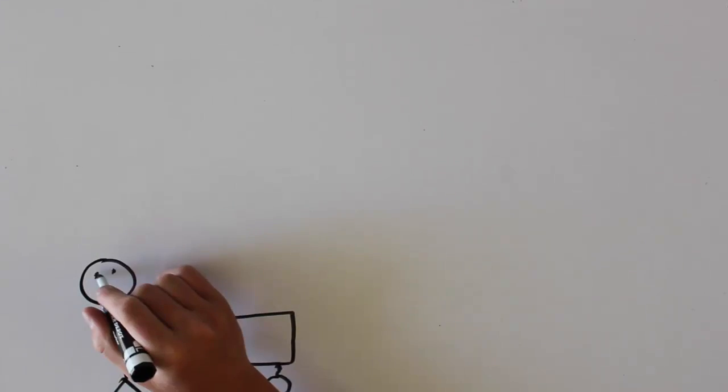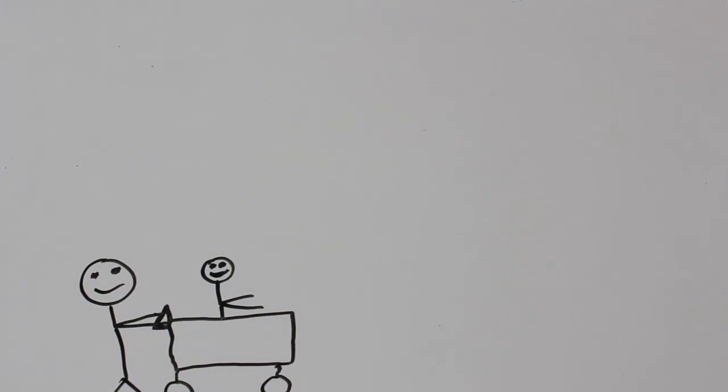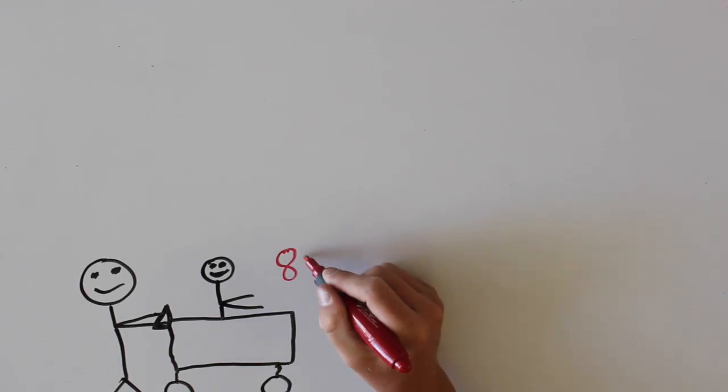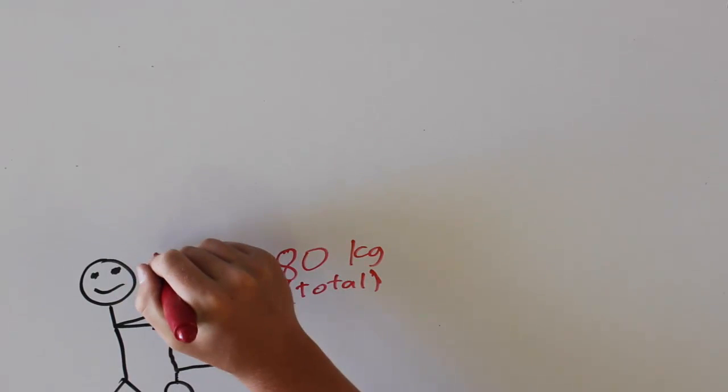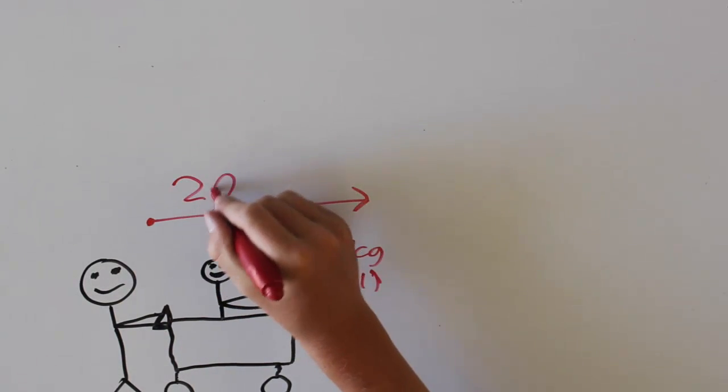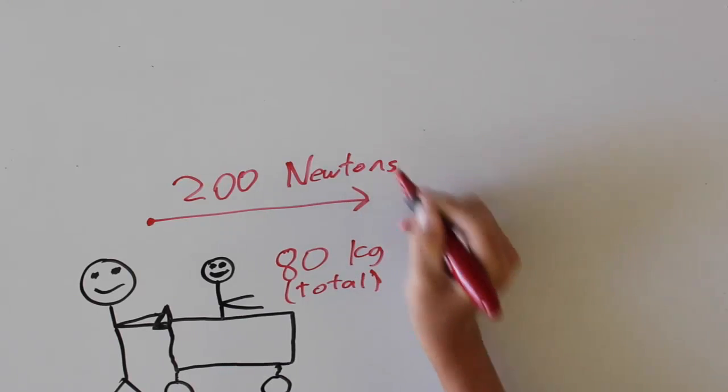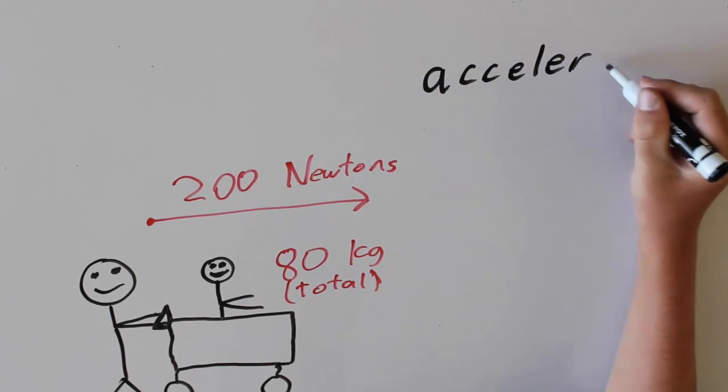Okay, now let's try another problem using Newton's second law. Kate is sitting in a shopping cart when her friend pushes her with a force of 200 newtons. Her and the shopping cart combined have a mass of 80 kilograms. How fast does she accelerate? Pause the video and solve it on your own. We'll go through the answer afterwards.